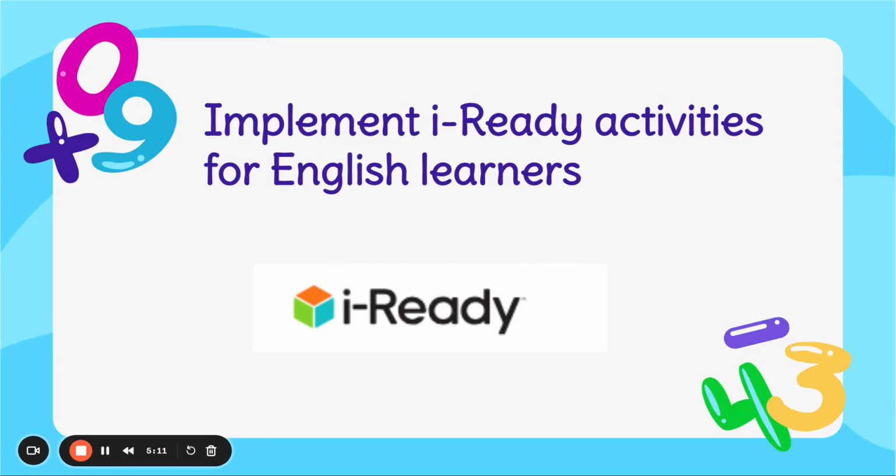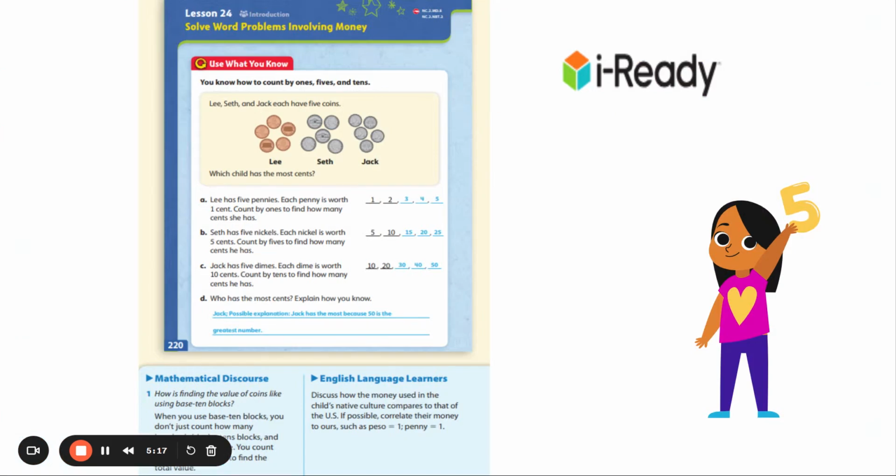Finally, after presenting the new vocabulary, it's time to practice the language. I suggest the use of i-Ready activities, especially for those indicated, such as the one you see here at the bottom of the presentation, English language learners, where it says, discuss how the money is used in the child's native culture and compare that to the U.S. currency, and if possible, correlate their money to ours. So in many activities of i-Ready, you will find suggestions for English language learners, so take advantage of it.